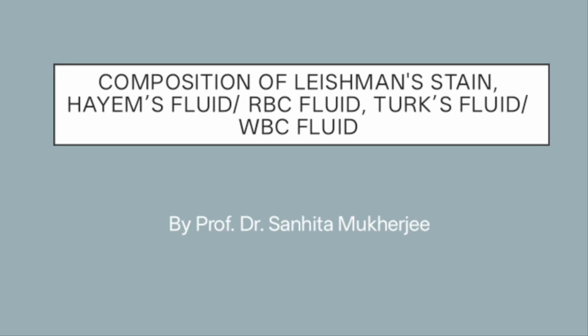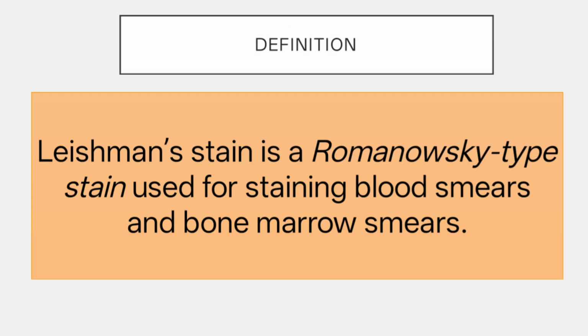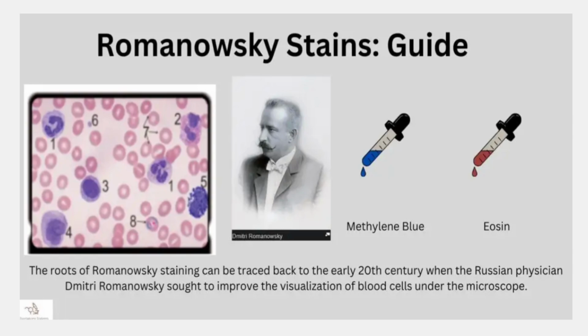Dear students, in this video we are going to discuss three important fluids used in hematological experiments in physiology. One is Leishman stain, another is Hayem's fluid or RBC fluid, and the third is Dark's fluid or WBC fluid. So we can identify these are the bottles of Leishman stain. By definition, Leishman stain is a Romanowsky type of stain used for staining blood smears and bone marrow smears.